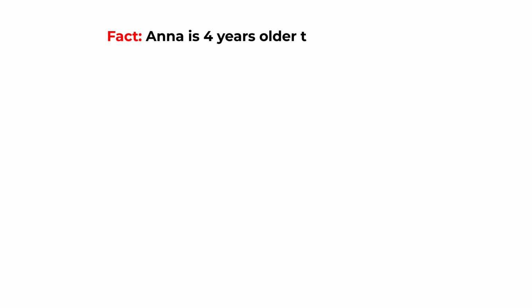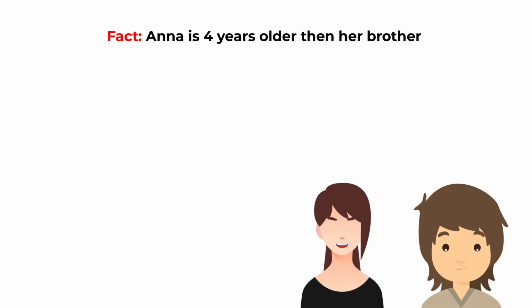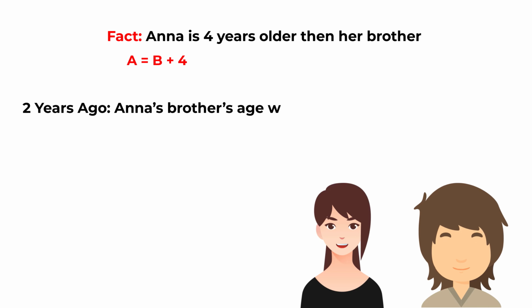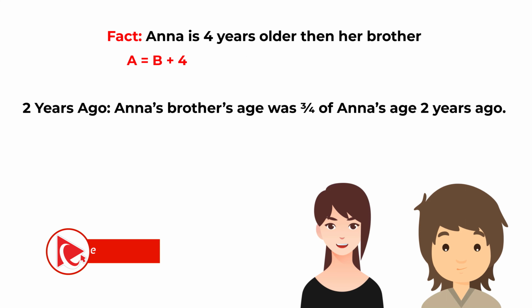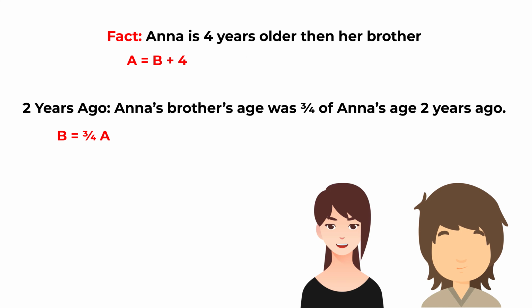So let's go ahead and do the calculations. In this problem, we're dealing with one fact. Anna is 4 years older than her brother, and this fact never changes. So we can build the formula: Anna's age equals her brother's age plus 4. We are also dealing with age-specific differences at a moment of time. For example, we've learned that Anna's brother's age was 3/4 of Anna's age 2 years ago. So let's do calculations for 2 years ago. Brother's age equals 3/4 of Anna's age.